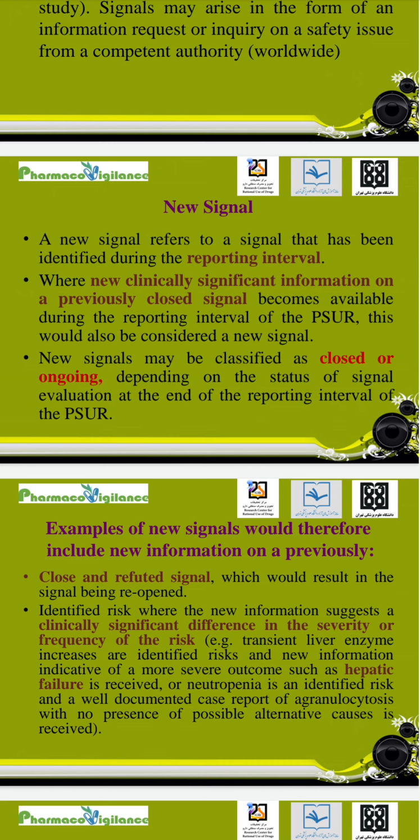A new signal refers to a signal that has been identified during the reporting interval, where new clinically significant information on a previously closed signal becomes available during the reporting interval of the PSUR. This would also be considered a new signal.